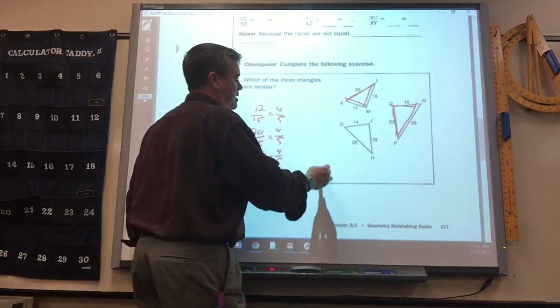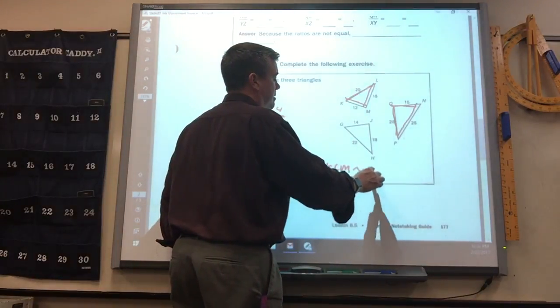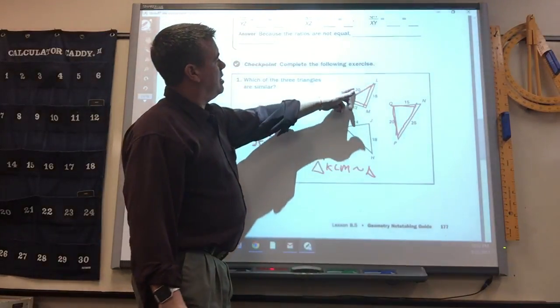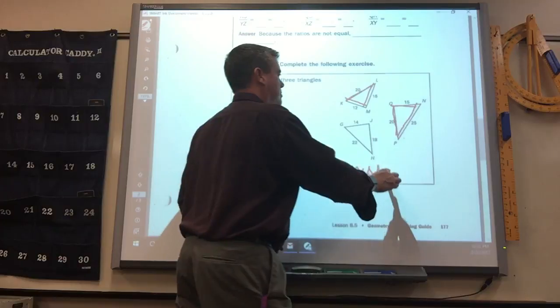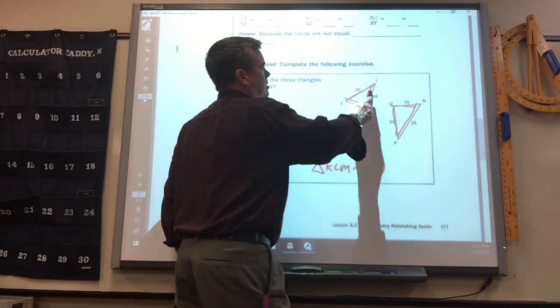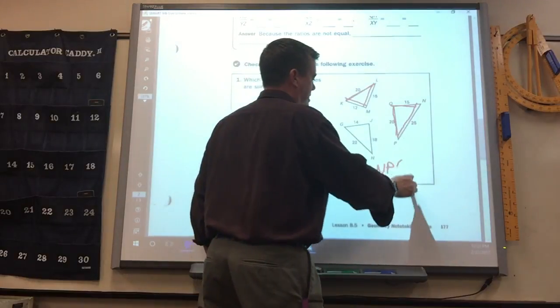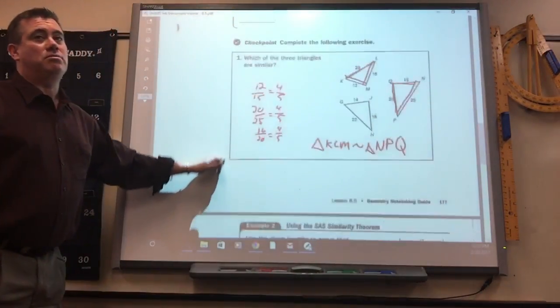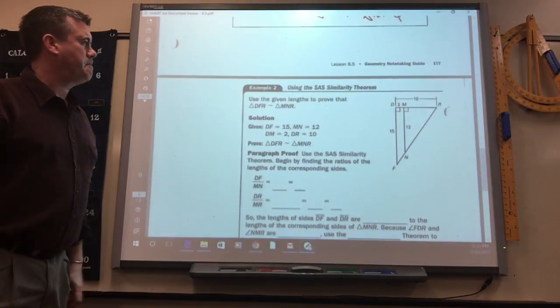So you write the similarity statement. Triangle KLM is similar to... Now K is between the longest and the shortest, so that would be N. L would be the same as P, and then Q is the last one. So that's the side, side, side. Here we got a side angle side.